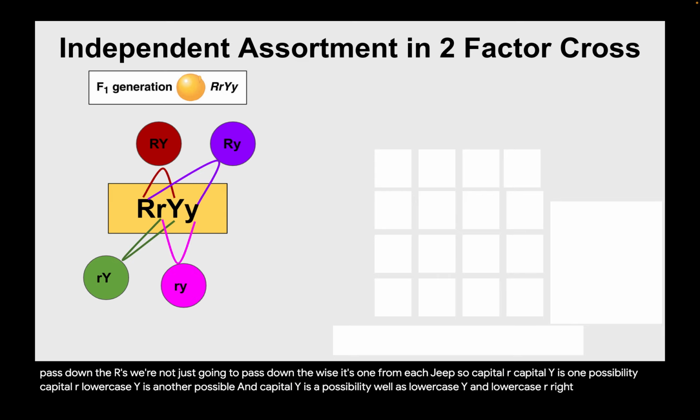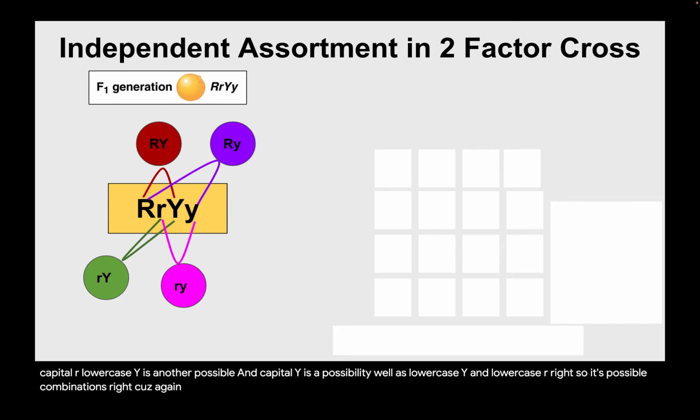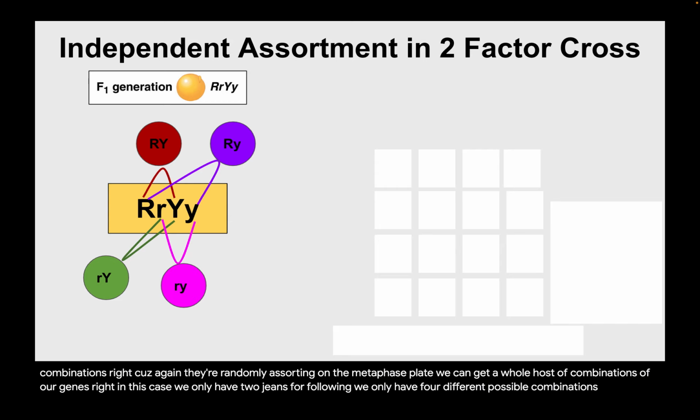So there are all these different possible combinations, right? Because again, they're randomly assorting on the metaphase plate, we can get a whole host of combinations of our genes. In this case, we only have 2 genes we're following, so we can only have 4 different possible combinations.